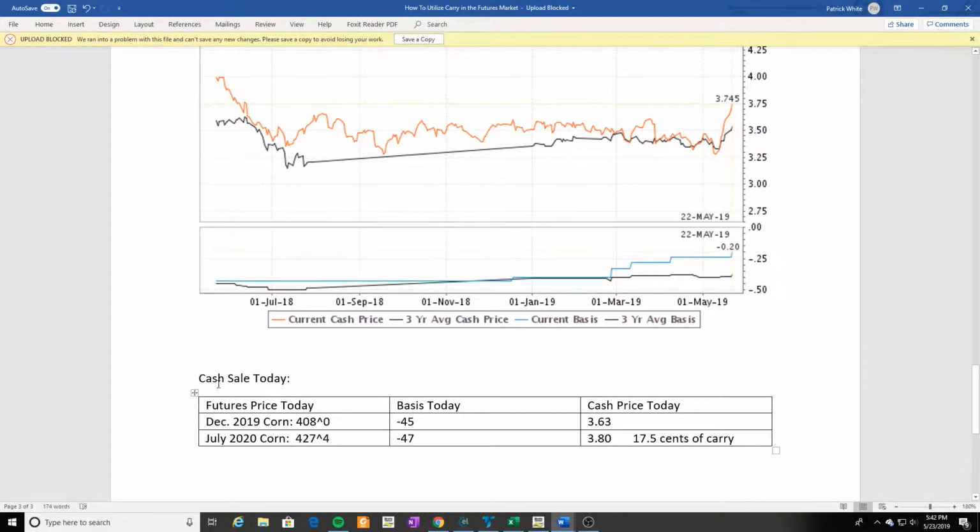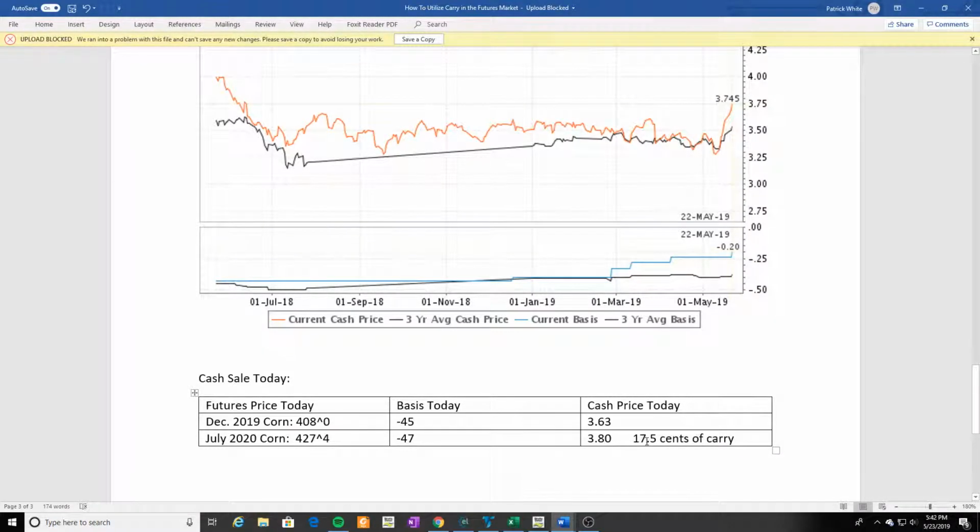So here is just an example. A cash sale today, if you were to sell as a producer today, for the new crop, your December 2019 corn, we're sitting at 408 on the futures market. Our basis is 45 under. You can get a 363 cash price today. Or if you were to sell to your co-op and you want it deferred, you could get an extra 17 cents by selling July 2020 corn. The futures price is 427.5 there, and the basis today is 47 under, and you could get a cash price of 380.